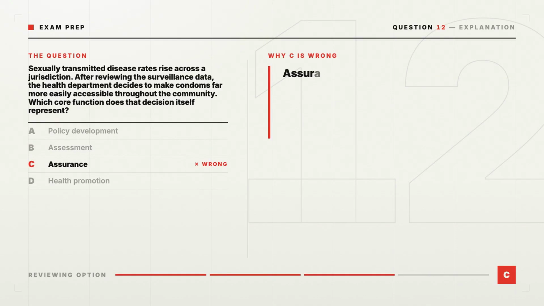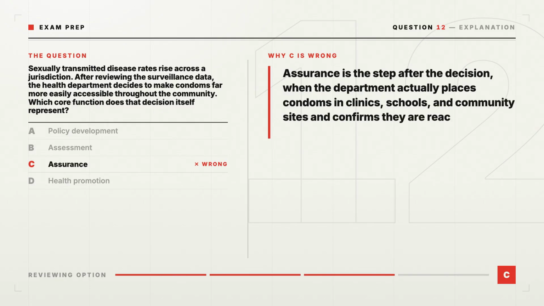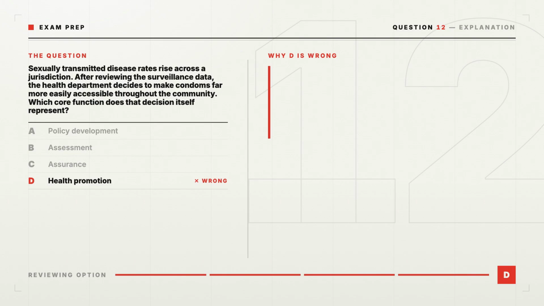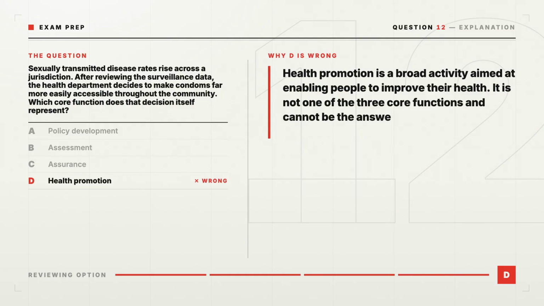C is wrong because assurance is the step after the decision, when the department actually places condoms in clinics, schools, and community sites and confirms they are reaching people. The scenario stops at the decision. D is wrong because health promotion is a broad activity aimed at enabling people to improve their health. It is not one of the 3 core functions and cannot be the answer to a question that asks for one.